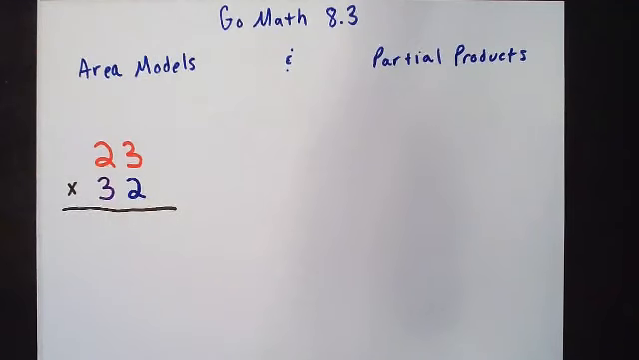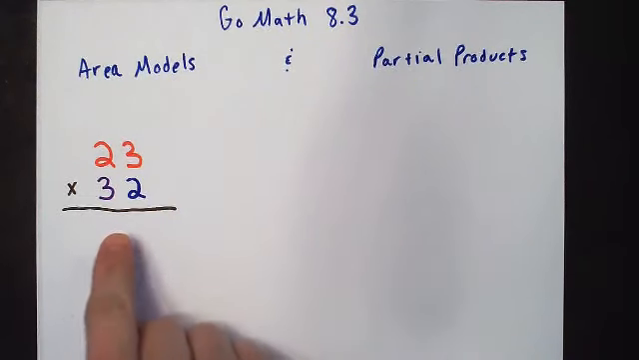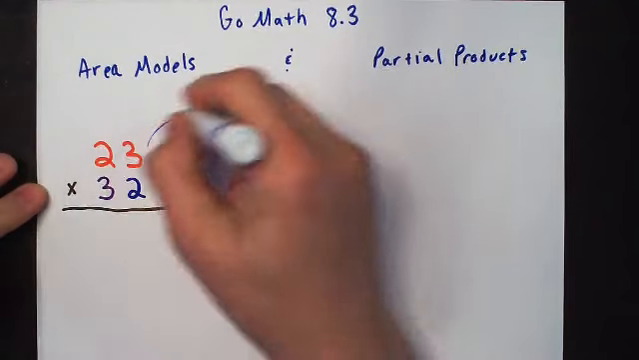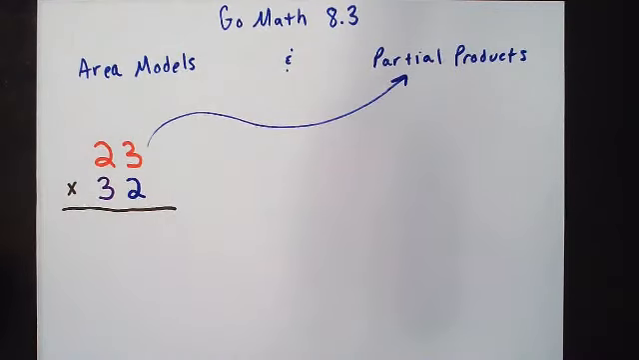Alright, welcome back. We are looking this week at Go Math 8.3, which covers area models and partial products. And we're going to look at this problem right here. I'm going to do two examples of this problem. We're going to show what partial products are, and then I'm going to relate that to something called area models. And they end up being the same thing, it's just two different ways to do it.